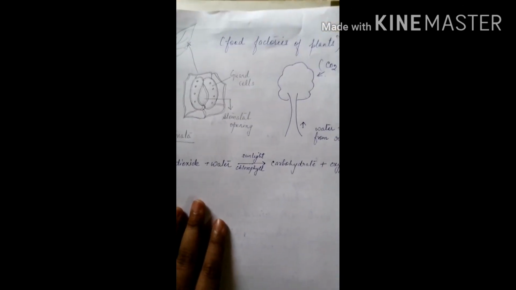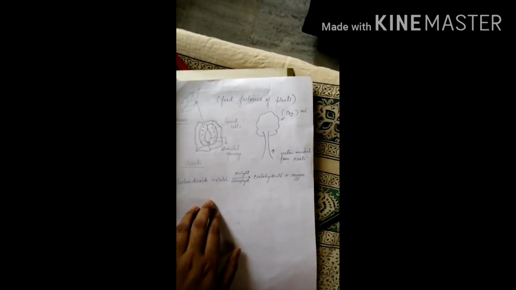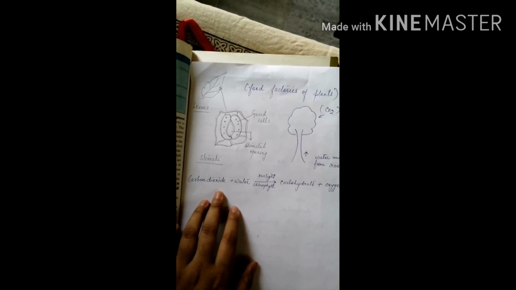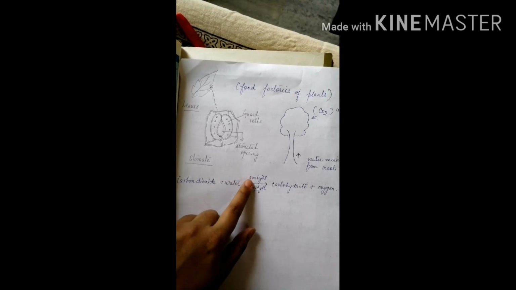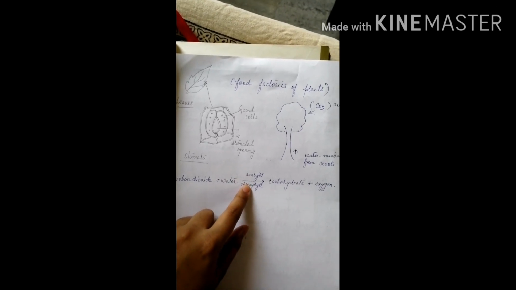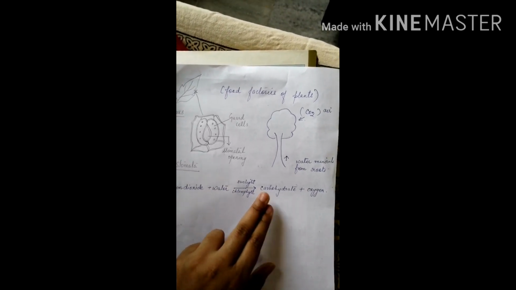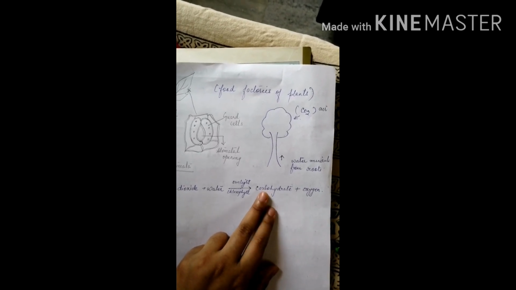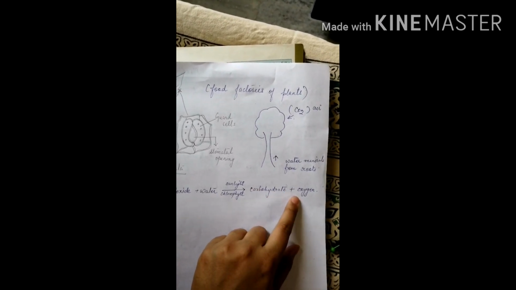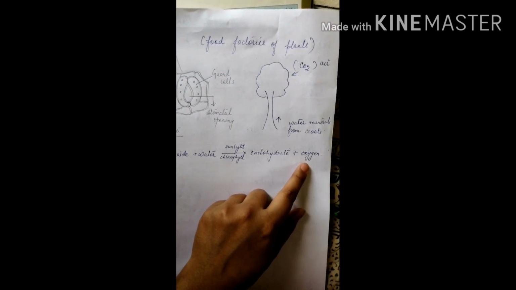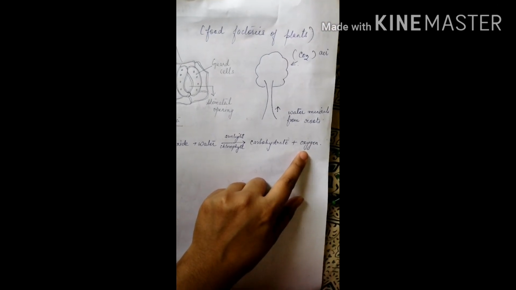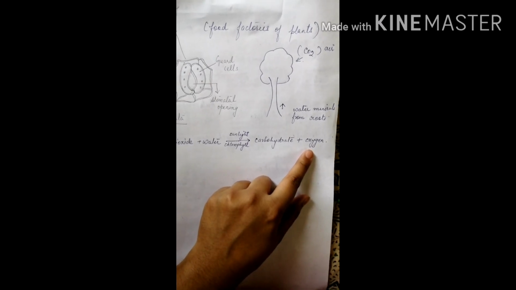Now the process of photosynthesis can be summed up in a simple equation that says that carbon dioxide and water in the presence of sunlight and chlorophyll produce carbohydrate, that you can also say the starch or the food, with the liberation of oxygen. Oxygen is then taken up by all the living organisms including humans for their survival.